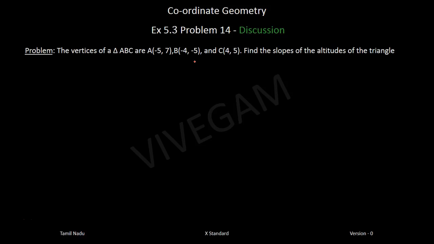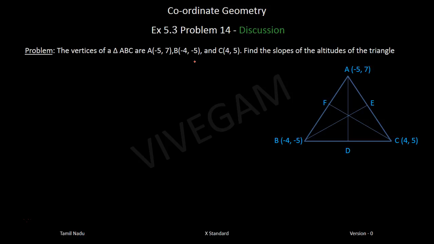Okay, something very similar to the previous problem. Last time they were asked, they gave us medians. Now this time they are asking us to do it for the altitude. Anyway, first step, draw a simple diagram. So this is A, B, C, and the 3 points are given, right?